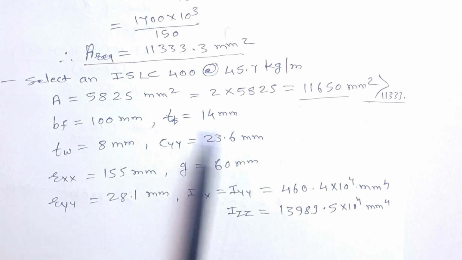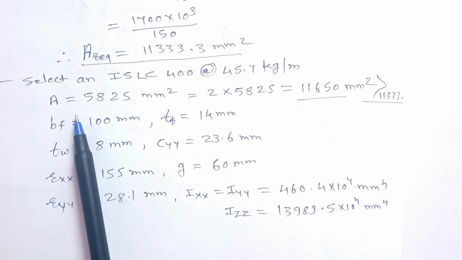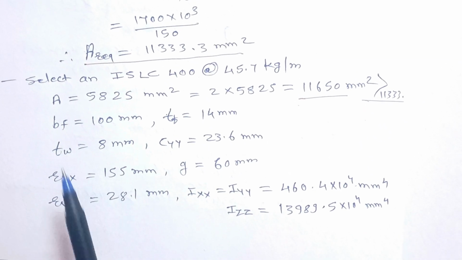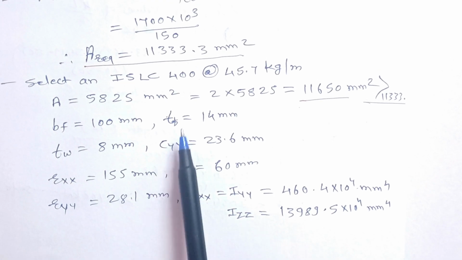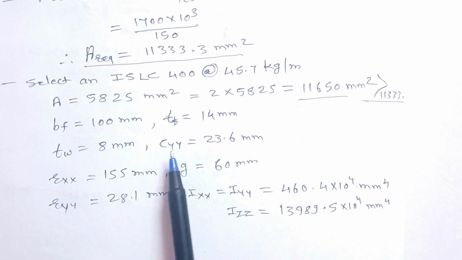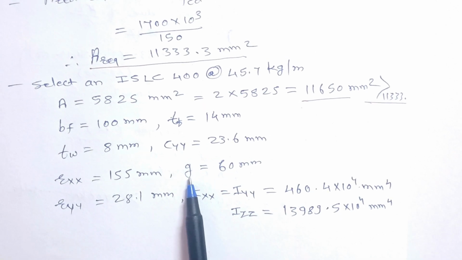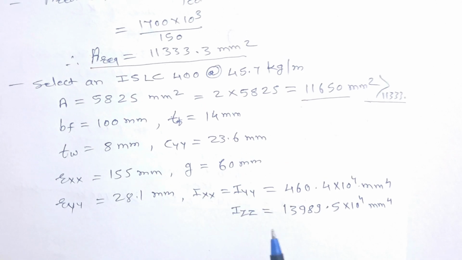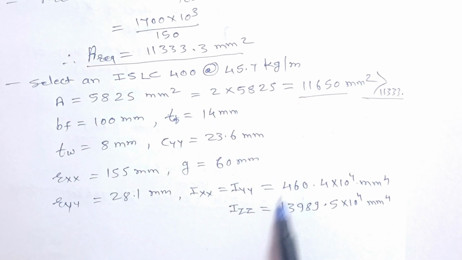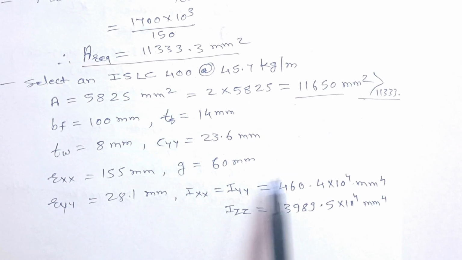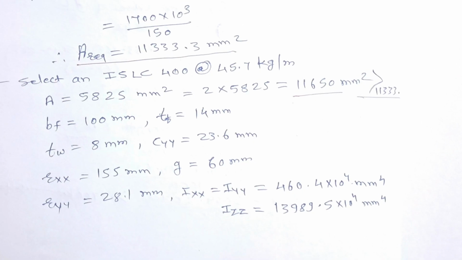Also we have to write all its properties like area, width of flange, thickness of web, RXX, RYY, thickness of flange, CYY, IXX, IYY and IZZ. All the properties we have to write. We have to use these in the further process.